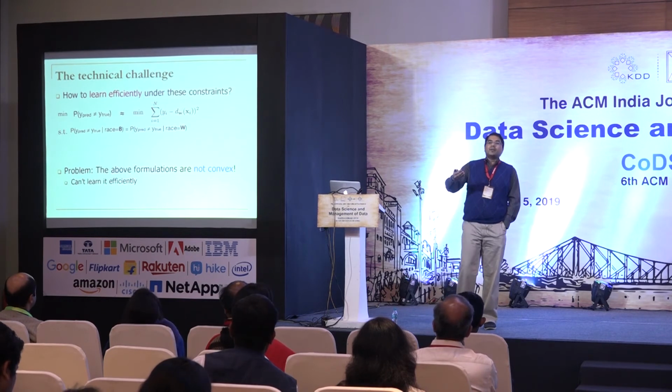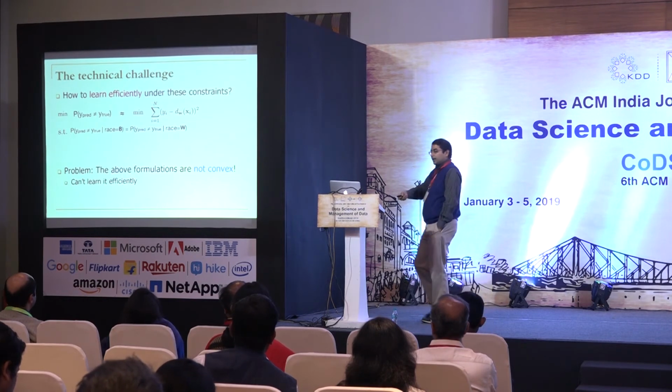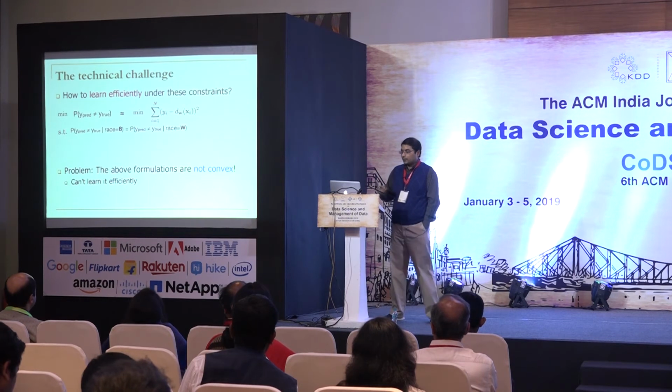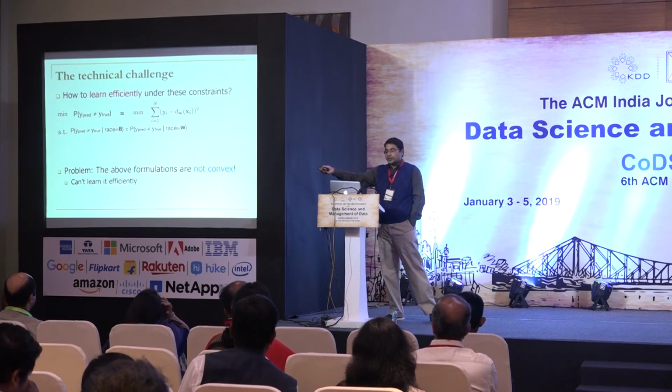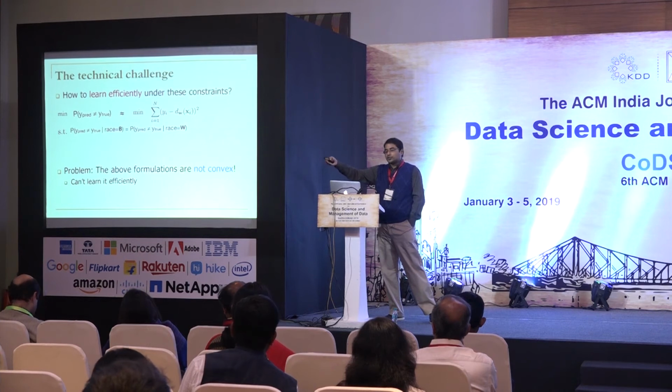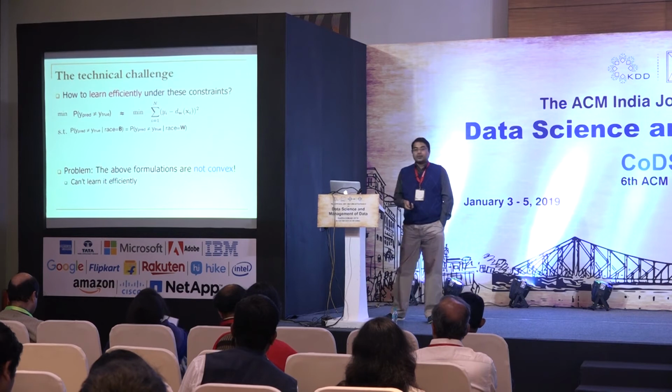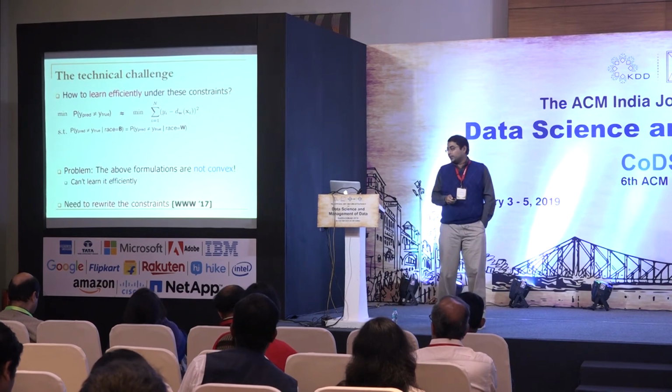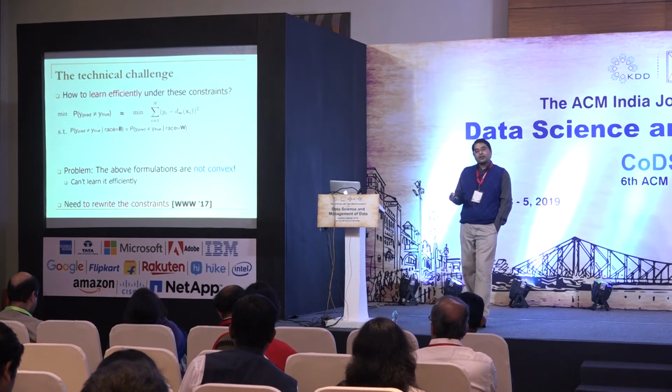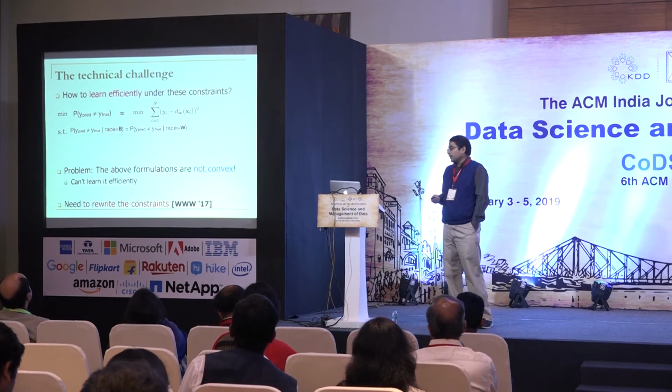So nobody tries to minimize, for instance, the probability of the predictions not being the same as the true labels. In fact, when we use least squared loss function, that's a proxy for the empirical loss or risk that we would like to minimize. So we need to do something similar. We need to replace or rewrite these constraints in such a manner that they can be efficiently learned.